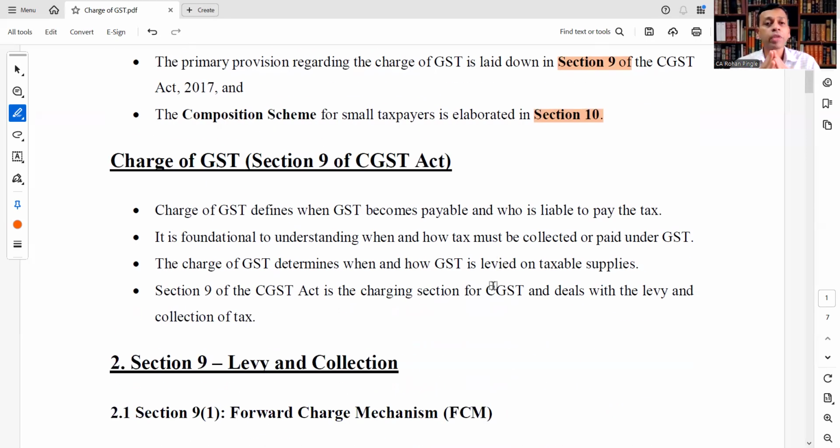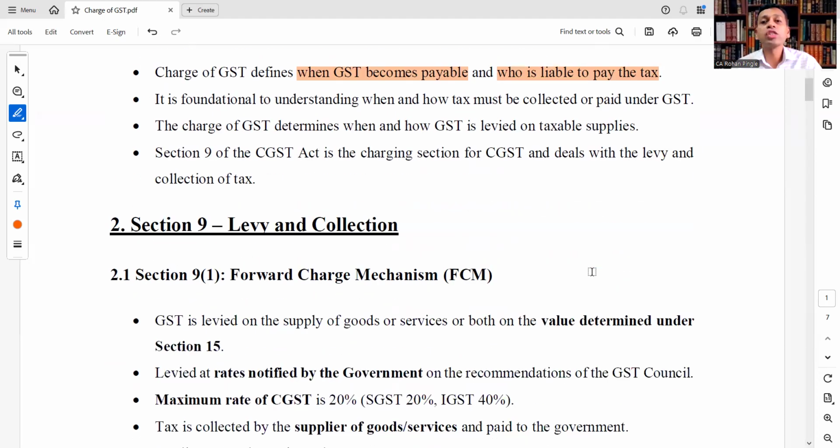Section 9 of the CGST Act, charge of GST, defines when GST becomes payable and who is liable to pay the tax. It is foundational to understanding when and how tax must be collected or paid under GST. The charge of GST determines when and how GST is levied on taxable supplies. The word used is taxable supplies, because GST is not levied on supplies which are not taxable.